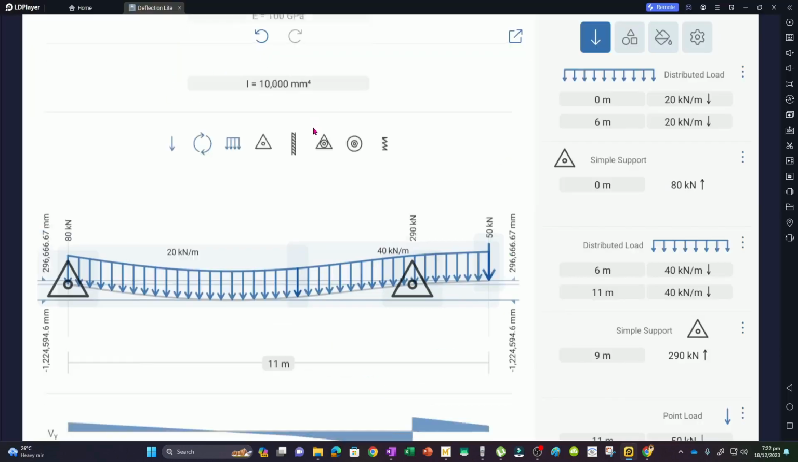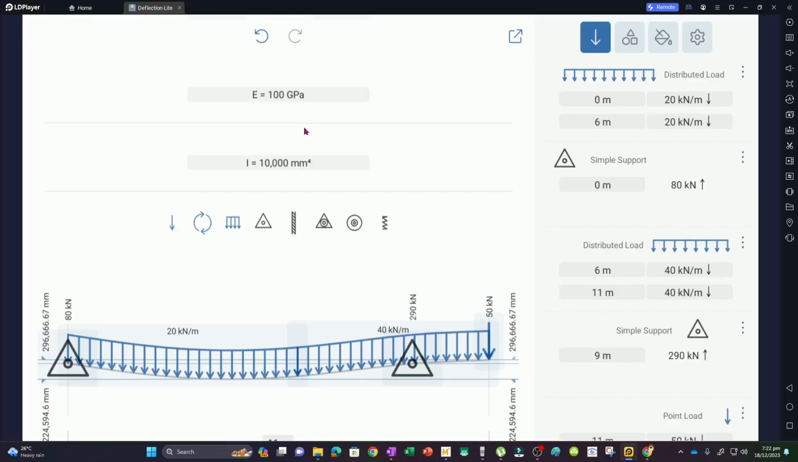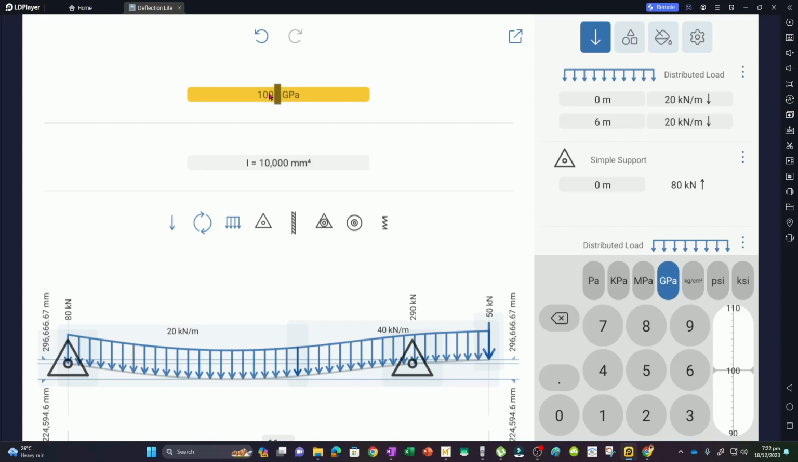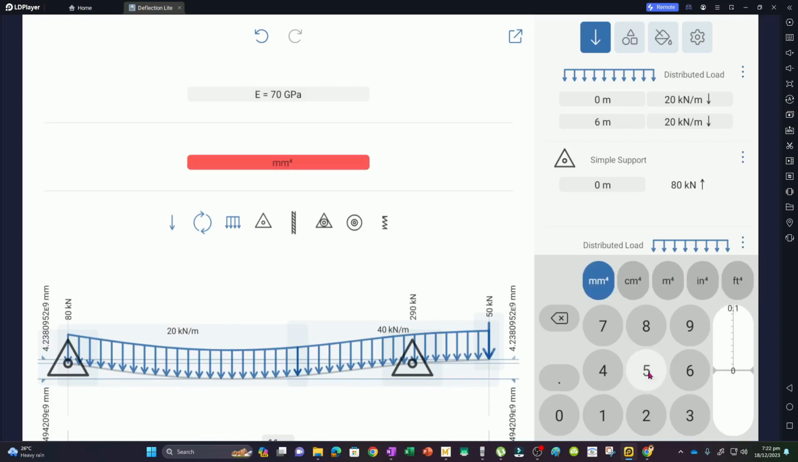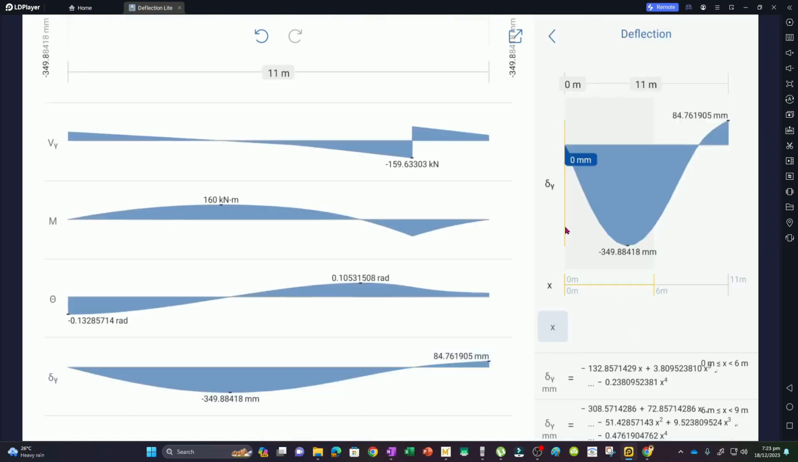Now let's try to input our material properties. Our E is 70 GPa, and then our I is 50 times 10 to the power of 6. So this will be 50. This will have 7 zeros, so 1, 2, 3, 4, 5, 6, 7. We will be able to get the maximum deflection, which is 349.88, this one. And so our answer is correct.